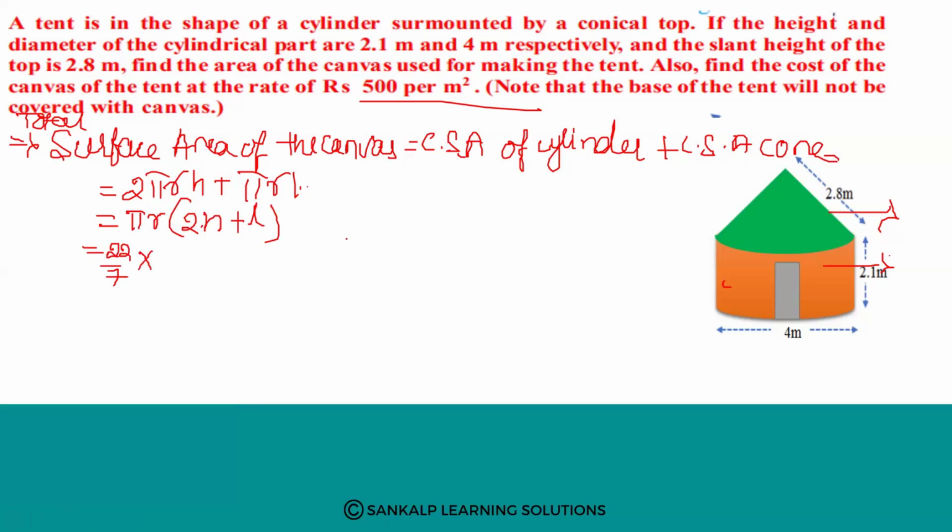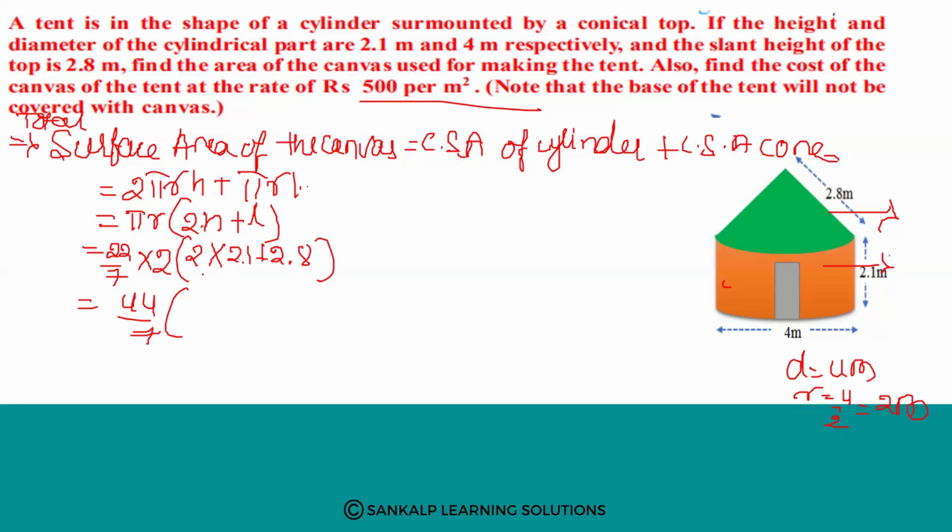R value is, here 4 meter is the diameter. So D is equal to 4 meter means R value is 4 divided by 2, that is 2 meter. R value is 2. So 22 by 7 into 2, into 2 into H, which is 2.1 meter they have given, plus L, the slant height, is 2.8 meter. So 22 into 2, that is 44. 44 divided by 7, 2 into 2.1 that is 4.2, plus 2.8. 4.2 plus 2.8 is 7, right? So 7 and 7 will get cancelled. You will get 44 meter square. This is the total surface area.